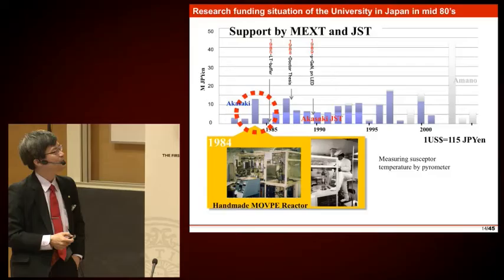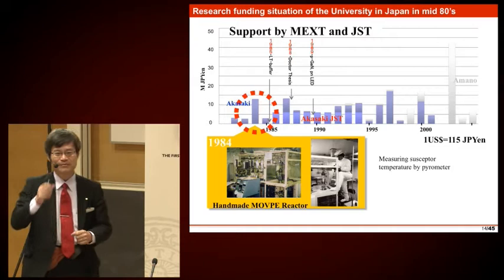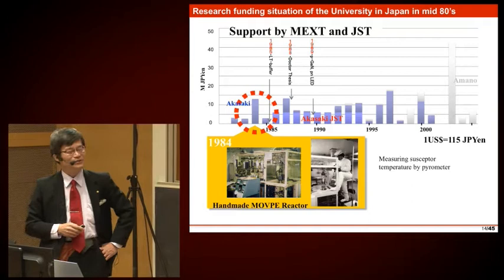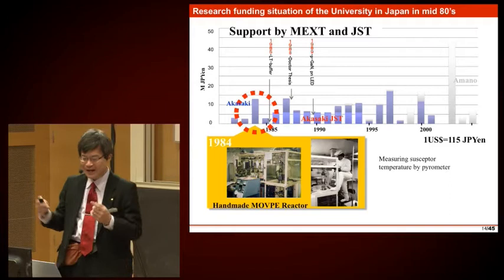So this is what I measured, the susceptor temperature by pyrometer. This is me, and this is the reactor. And we tried many times, I tried many times to grow high-quality gallium nitride.